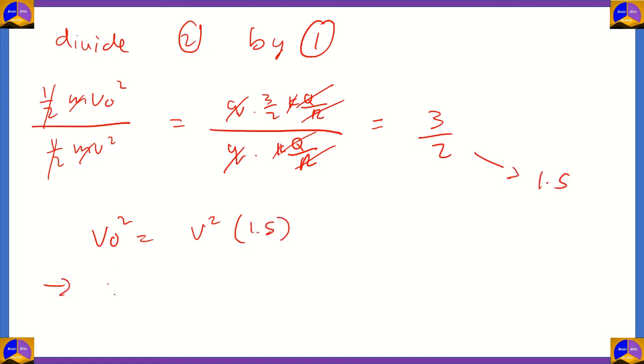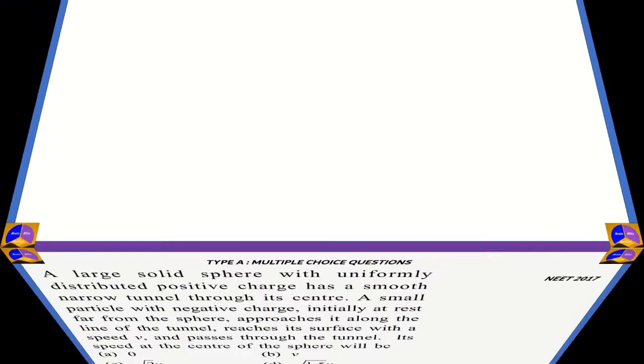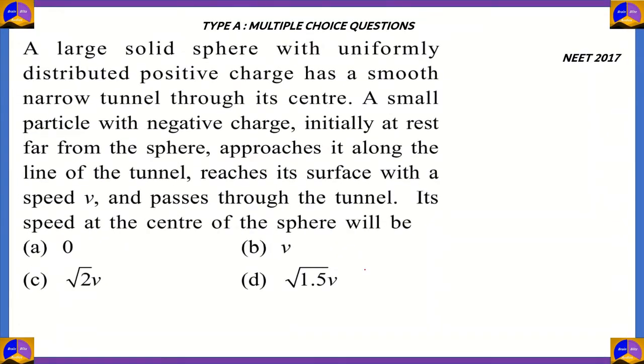So therefore the value of v naught, that is the speed of the particle at the center, is under root of 1.5 times v. So in a normal scenario you will have to calculate it, but over here we just need to find the relation, that's it. So this is the correct answer. The speed of the particle at the center is equal to under root of 1.5 times the velocity at the surface. So therefore in the given question you can see that option D, root of 1.5 times v, is the correct answer for this question, which was asked in 2017.